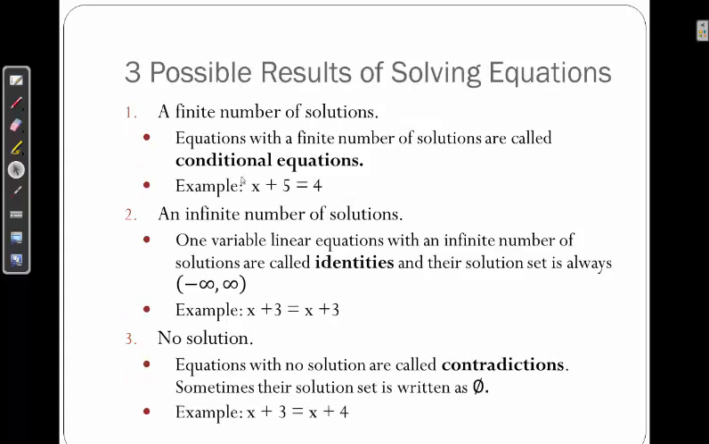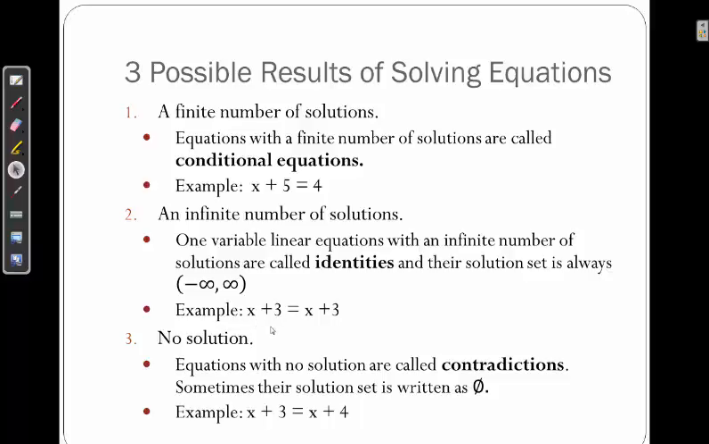There are 3 possible results we'll get from solving these equations. We could end up with a finite number of solutions. That's what we'll get most of the time. Equations that have a finite number of solutions are called conditional. And that's just the typical ones we'll be seeing. We'll solve them. We'll get x equals something specific. You could have an infinite number of solutions. Happens from time to time. Those happen when you have equations that are called identities.